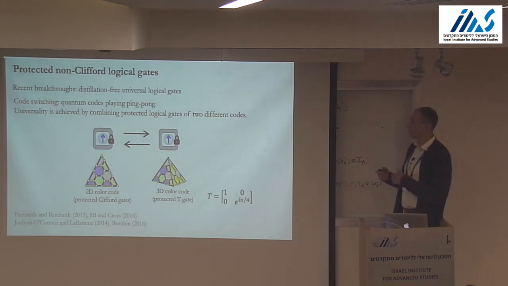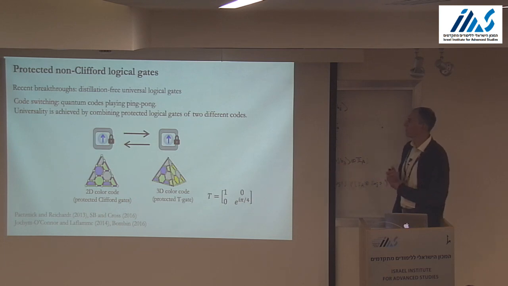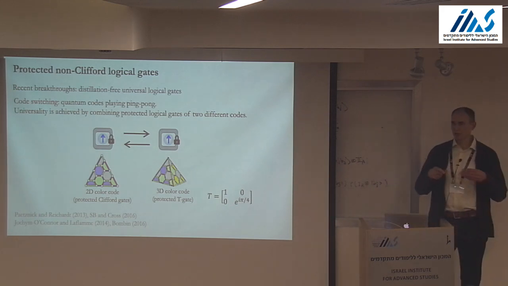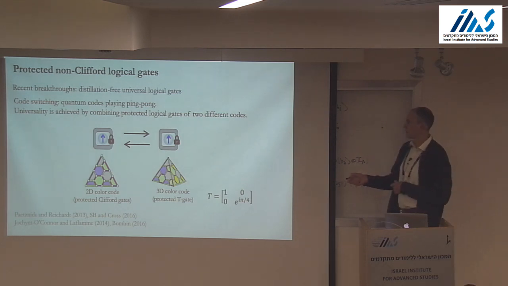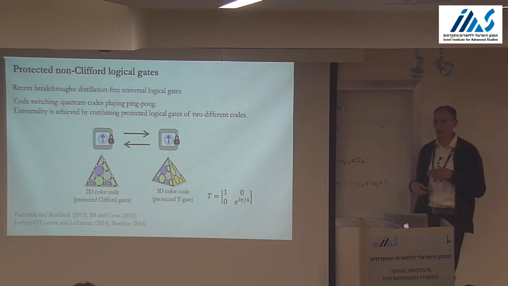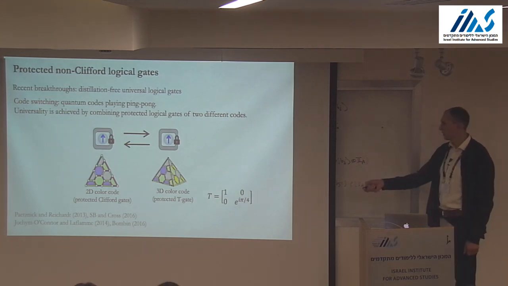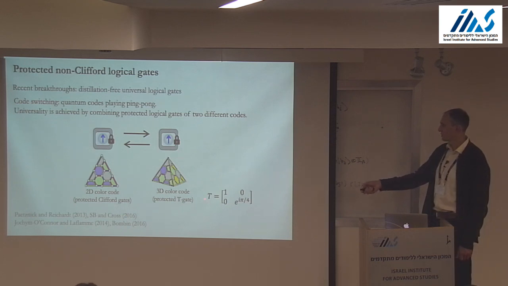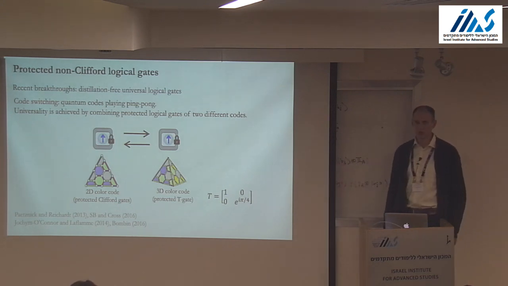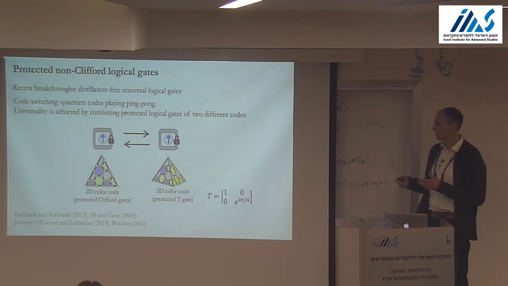There are some other ideas how to promote the Clifford group to a computationally universal set of operations. And one of them is a code switching method. Basically, the idea is to combine protected logical gates of two different quantum codes. Say we could use surface code or some other code that gives us protected logical Clifford gates. And there are some other quantum codes, such as the three-dimensional color code, that give us protected non-Clifford gates, like this T gate defined here. And then we would transfer the logical qubit back and forth between these two different codes. And this somehow allows us to combine protected gates of two codes and achieve universality.